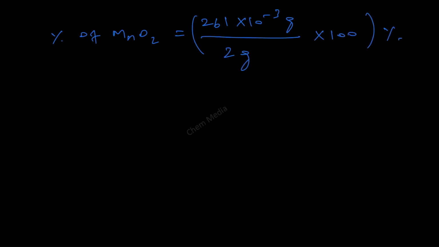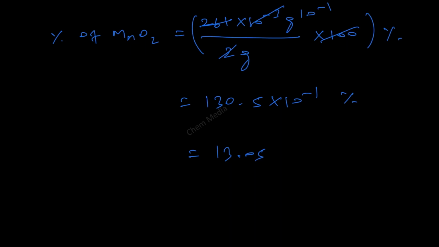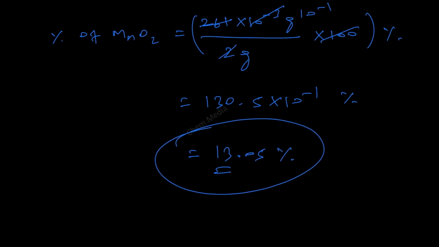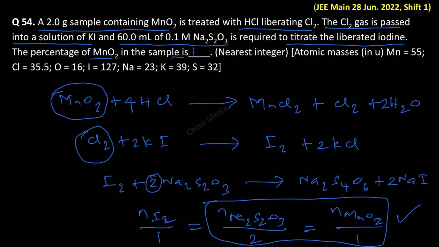10 to the power minus 3 and 10 to the power 2 we can cancel. We have 10 to the power minus 1. 261 divided by 2 would be 130.5 times 10 to the power minus 1 percentage. So therefore this is 13.05 percentage. Therefore the nearest integer is 13. Therefore 13 is the correct answer here.